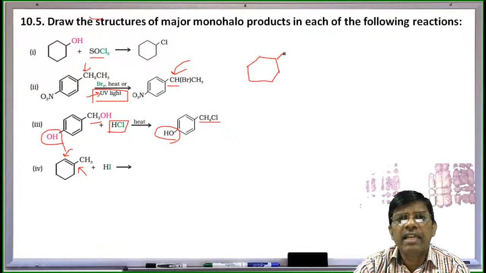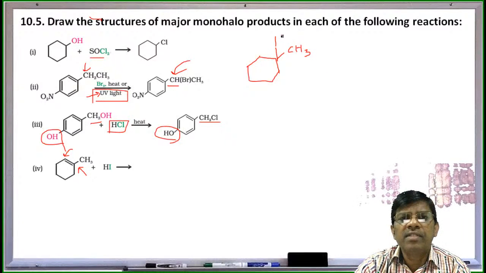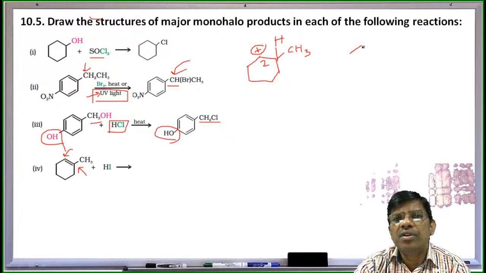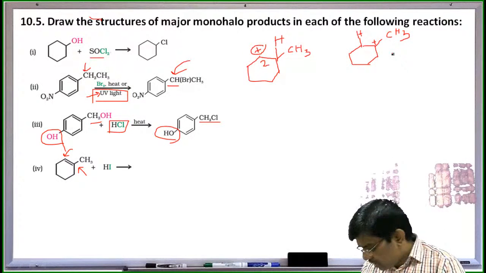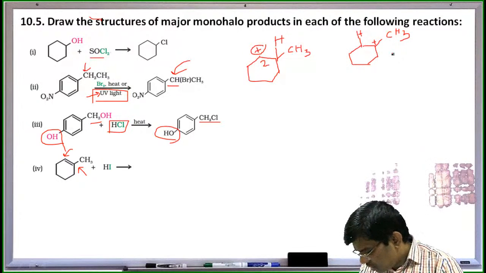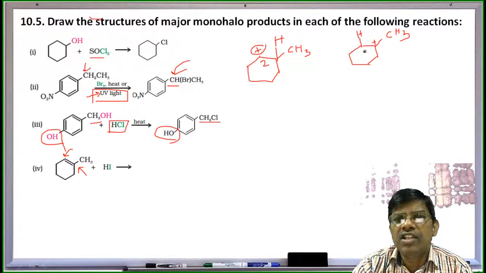So methyl here, if I add hydrogen here, H plus here, it is going to form this carbocation. What is the carbocation here? Secondary carbocation. So if I add hydrogen first to this carbon, what is the carbocation formed here? It is tertiary carbocation. This is secondary carbocation. This is tertiary carbocation.